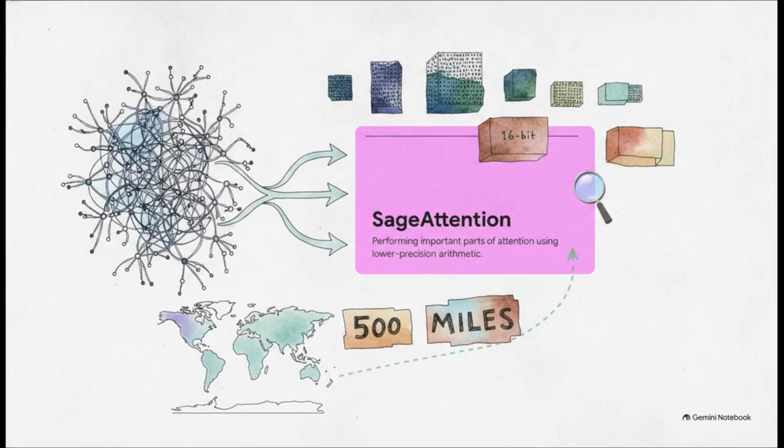Next, we have sage attention, which asks a really practical question. Do we actually need such incredibly precise numbers? AI models usually calculate with 16-bit precision. But think about measuring the distance between 2 major cities. You just need the miles, right? You don't need the answer accurate to 15 decimal places. Sage Attention uses lower precision arithmetic for certain tasks. Using smaller numbers saves a ton of memory bandwidth and speeds everything up, with almost zero noticeable drop in visual quality.